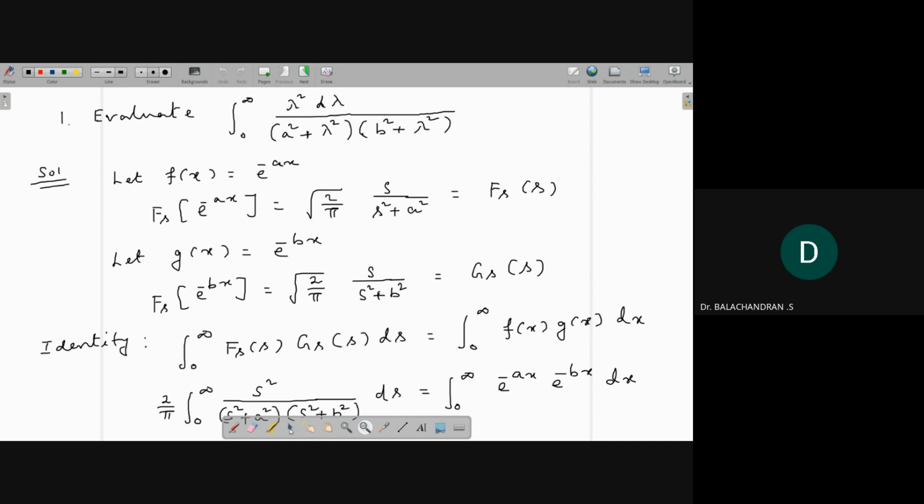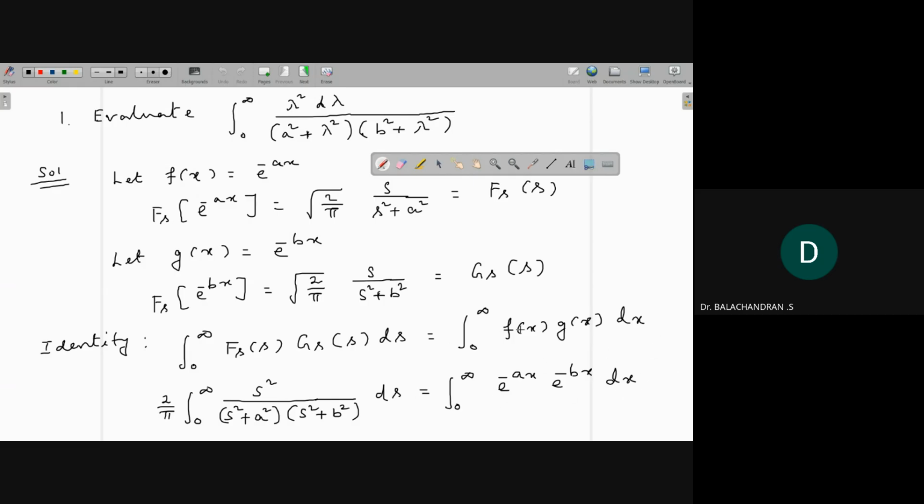Now, if you multiply fs of s and gs of s, you'll get 2 by pi into s square by (s square plus a square) into (s square plus b square) ds, which is equal to integral 0 to infinity, where f of x is e power minus ax and g of x is e power minus bx, into dx.